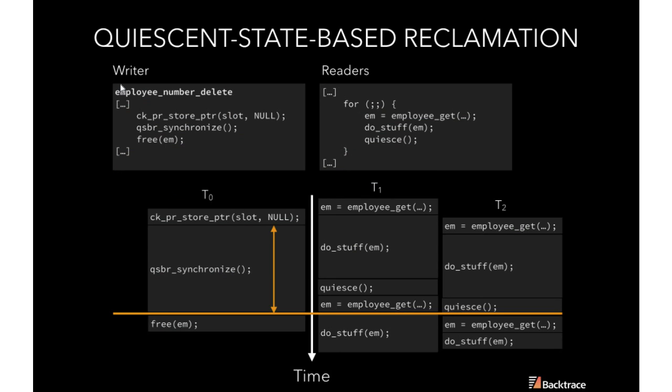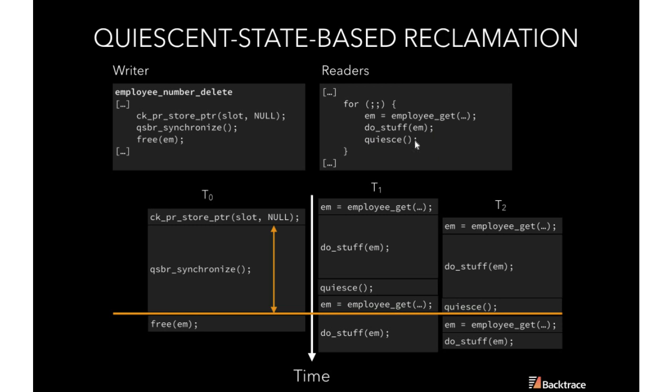Just to clarify that point a little bit, over here the writer side delete operation will store null into the slot we're trying to delete. It'll call synchronize, wait for all readers to finish the read side critical section. All readers are idle, and then it can physically destroy the object. The readers are in a tight loop, calling employee get, doing stuff with the employee object, and then calling quiesce periodically to indicate that they are making forward progress and they're in a quiescent state.